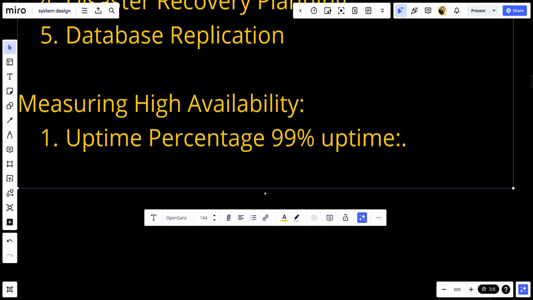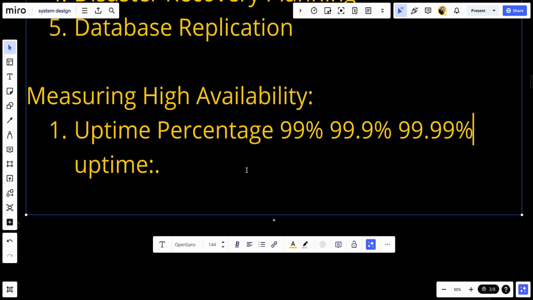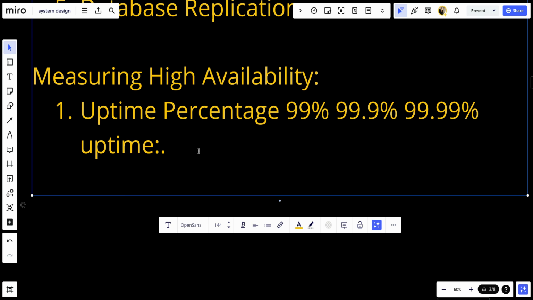We have three nines uptime as well. And three nines basically means our system will be down for nearly 8 hours and a half. So we have four nines uptime. This one means that our system will be down for 52 minutes. And we have five nines uptime as well. That means our system will be down for 5 minutes.